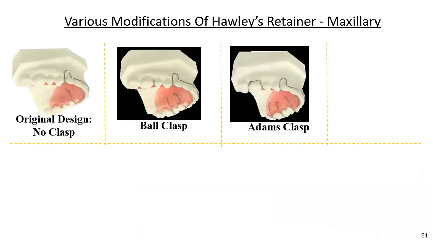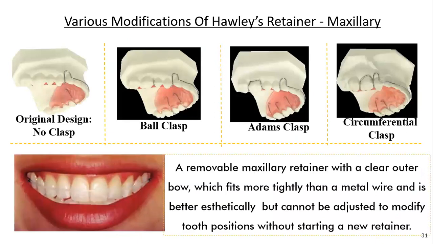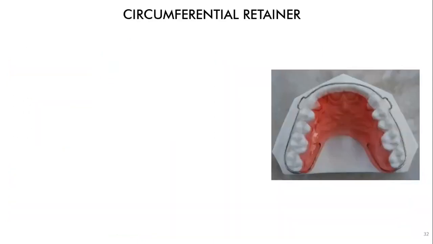So you have various modifications. The original design, like I just said, had no clasp. You can give a ball end clasp, Adams clasp, C clasp, whatever. Sometimes you can even give a clear outer bow, which is tighter than a metal wire and also aesthetic. So this is the Hawley appliance.